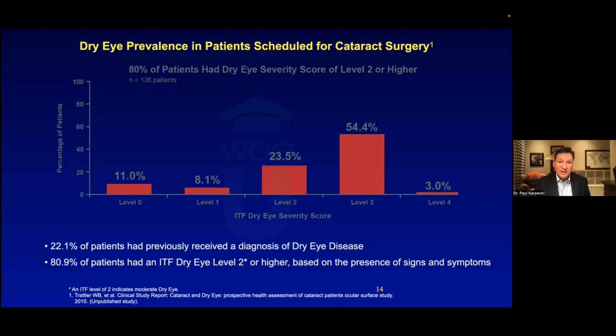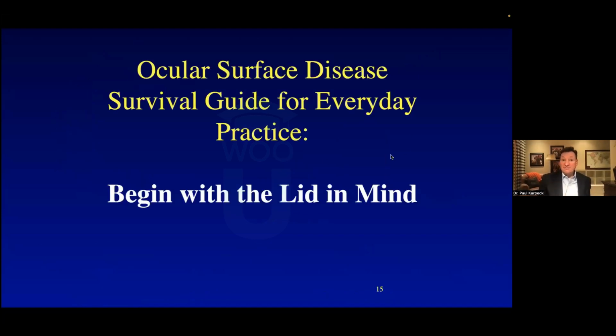But here's the point. 81% had significant clinical dry eye. Only 22, remember that number, 22% were diagnosed with that going into the exam. So we do miss a lot, and we know the impact of missing it. So it's a great opportunity to say, okay, let's look at a survival guide for everyday practice.